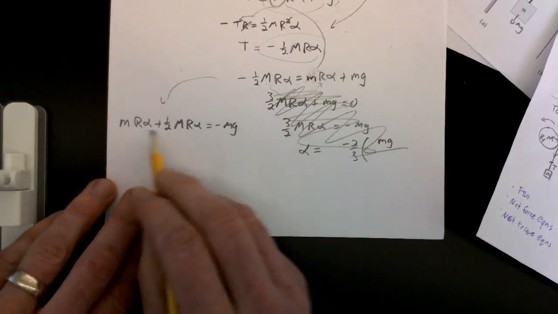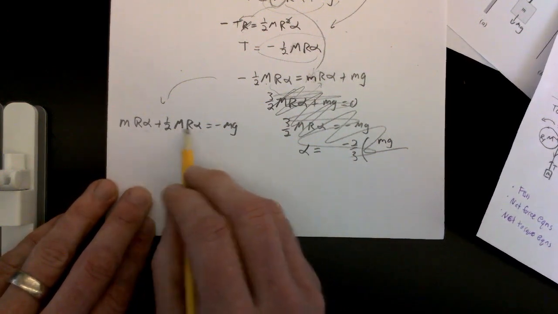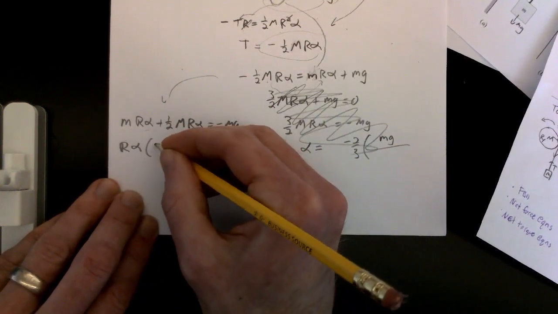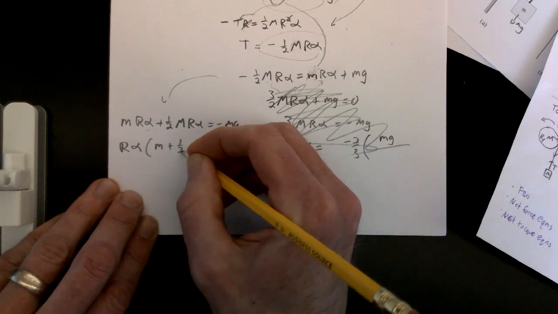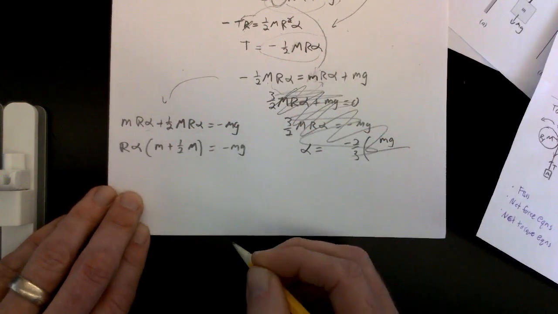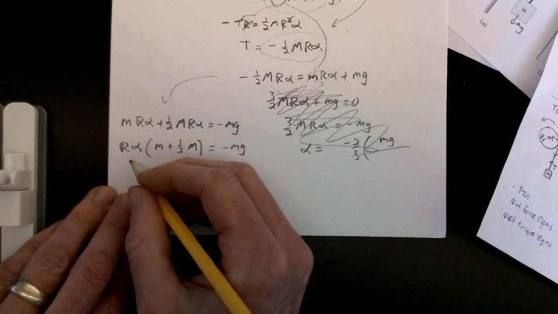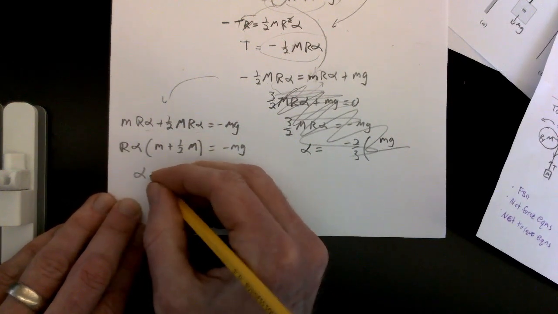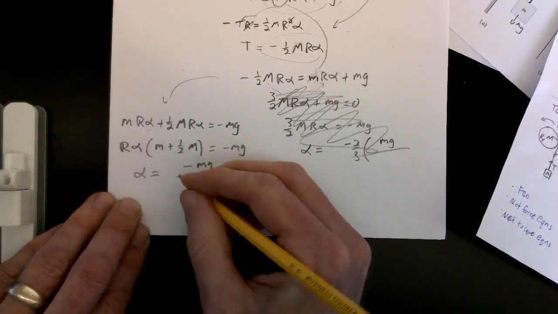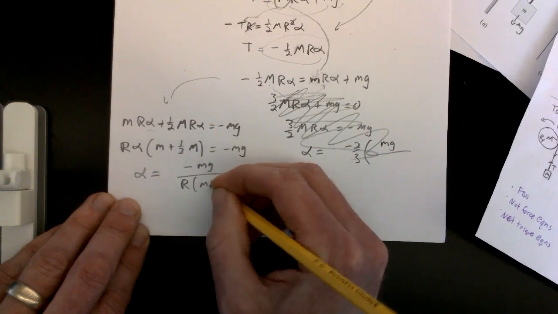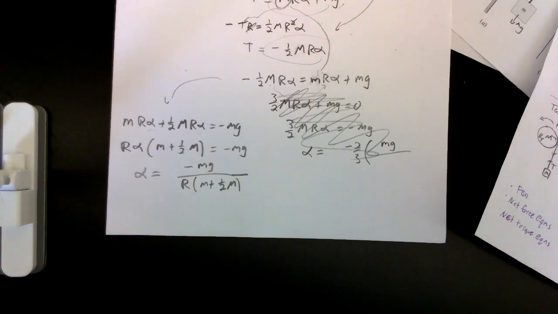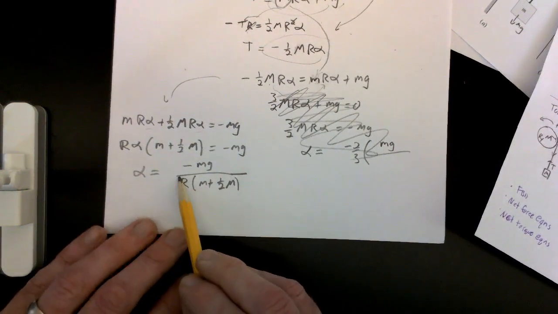Okay, so now what can I do here? I could pull an R alpha out of this. So I could pull R alpha, and this is going to be little m plus 1/2 big M, and that's going to equal minus mg. And then I can solve for alpha. So alpha is going to be minus mg over big R times m plus 1/2 M, like that. So there we go. So this is how the graph is supposed to work.